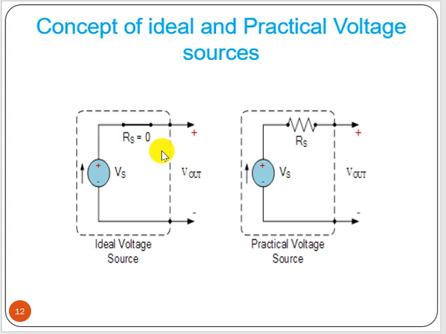I am taking the example here. So this is your ideal voltage source Vs, at that time Rs equal to 0. For practical, there should be a resistance in series with the voltage source. For ideal, this should be 0. Then there will be no voltage drop. So this Vs will apply at V out. For practical, V out should be less than Vs, because there will be a little voltage drop across the series resistance.